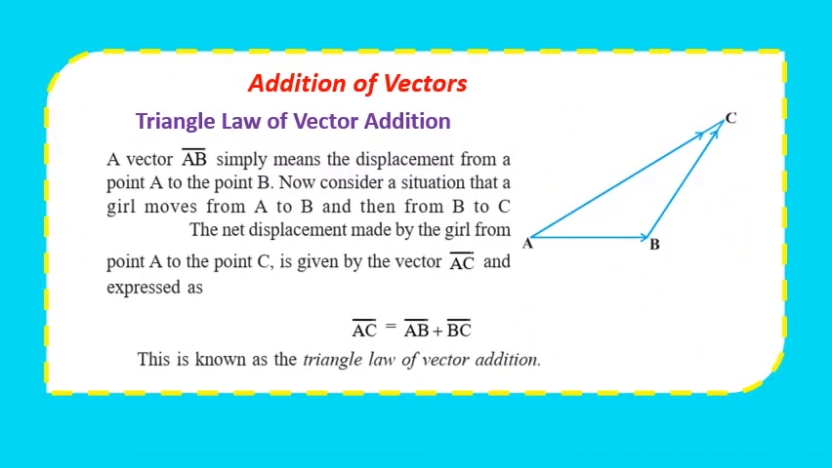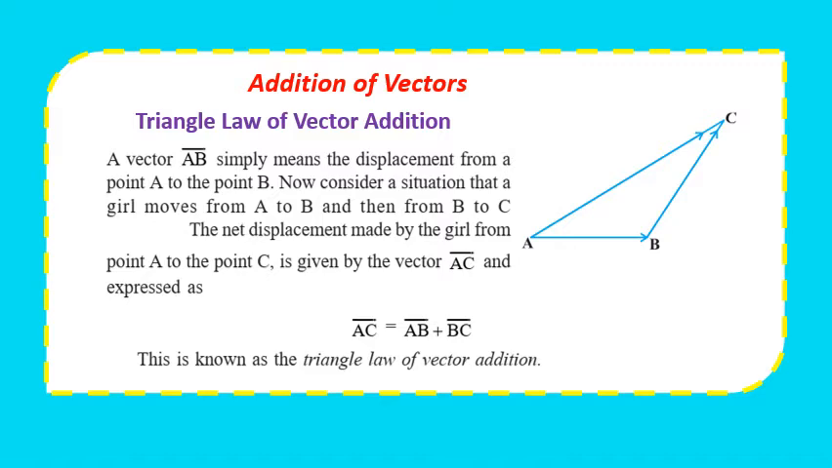Now first we have addition of vectors. So we have two different laws for vector addition. First one is the triangle law of vector addition. In the figure we have a triangle ABC. You can see that we have vector AB and vector BC. So if we add vector AB and vector BC, we get the resultant vector as vector AC.